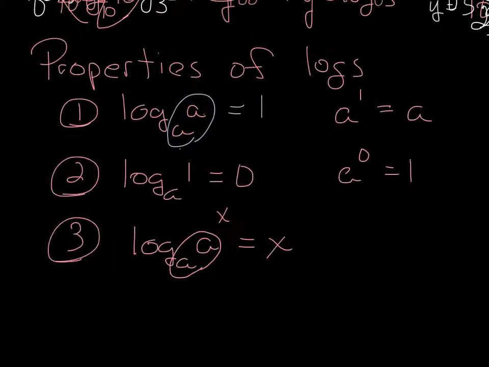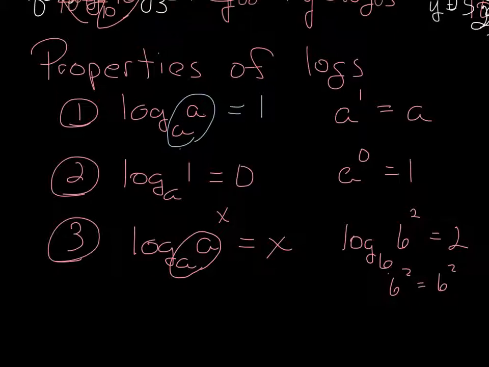For instance, if I had log base 6 of 6 squared, this would be equal to 2. Why? Because 6 to the second power equals 6 to the second power. It has to do with the definition of inverse functions. Because of the definition of inverse functions, we have this property.